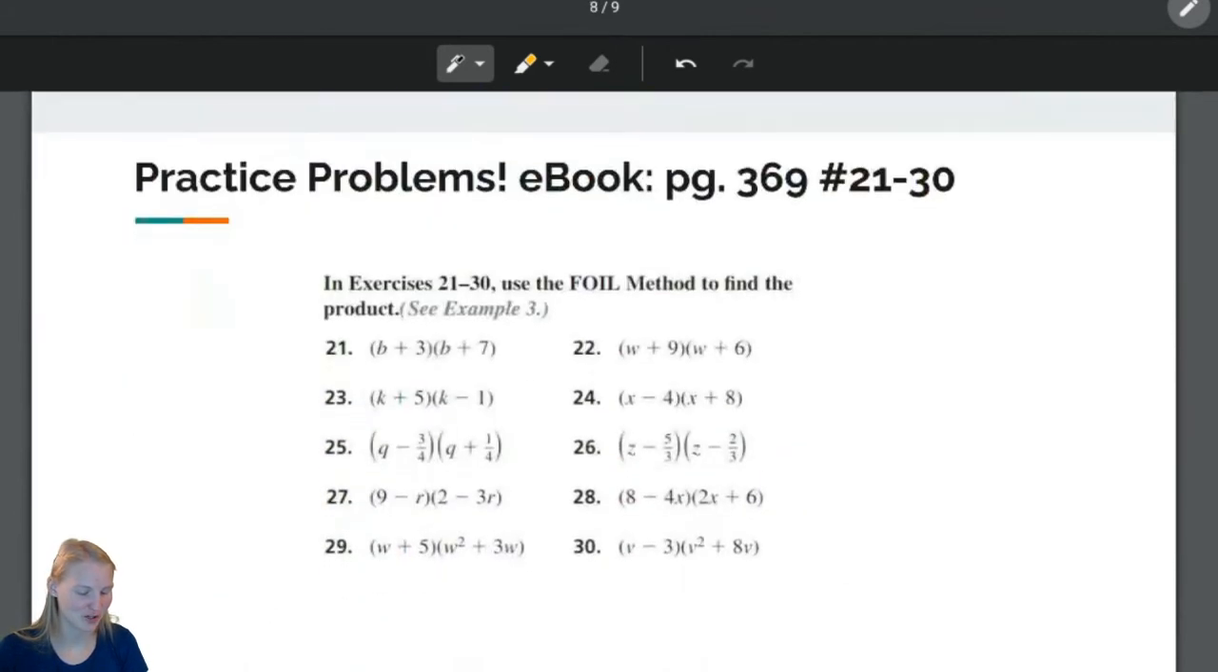All right, here are some practice problems that you can try. I know there's not that many of them. These ones are using the FOIL method. The other problems in the ebook were using the distributive property or the table, so I saved those for the other videos that were in the cards back there.